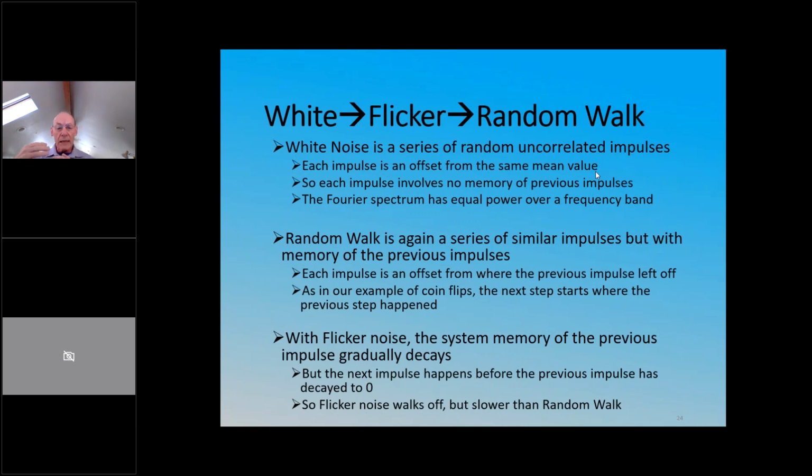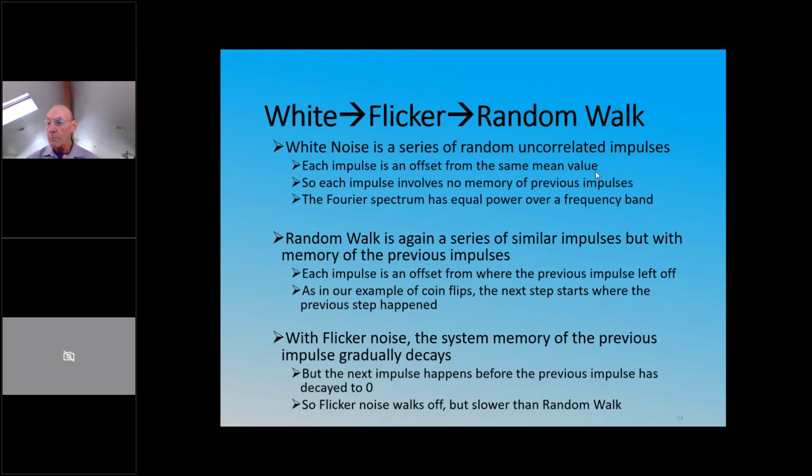Now, if the change that this impulse does to the system gradually decays, then you get something more like flicker noise, where the next impulse happens before the previous impulse has decayed to zero. It doesn't have perfect memory, but it doesn't have no memory. It's between white noise and random walk noise.